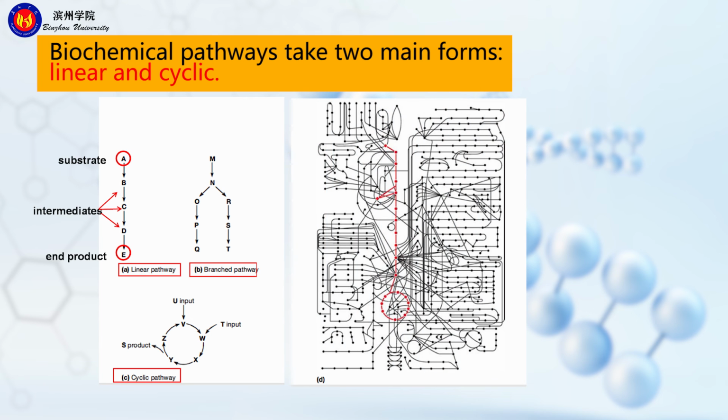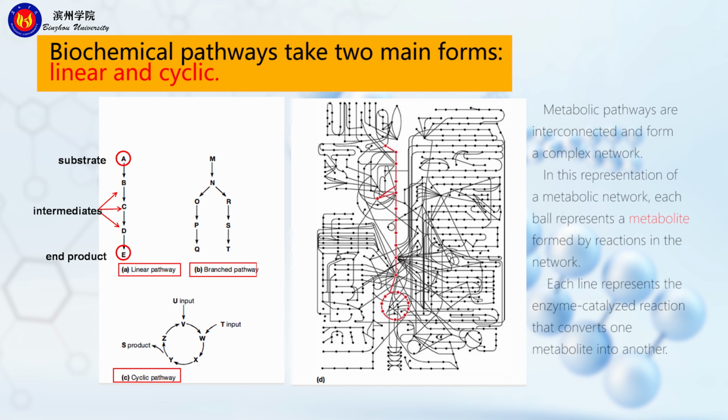In reality, biochemical pathways are connected and form a complex network. From this picture on the right, you can see each ball represents a metabolite formed by reactions in the network. Each line represents the enzyme-catalyzed reaction that converts one metabolite into another.